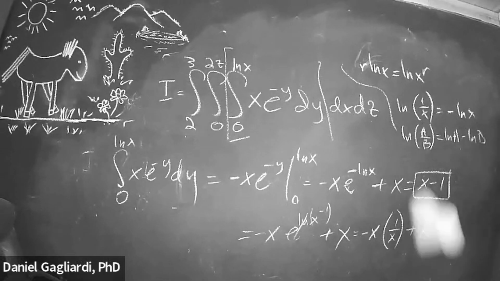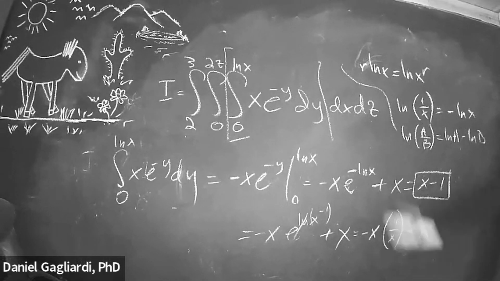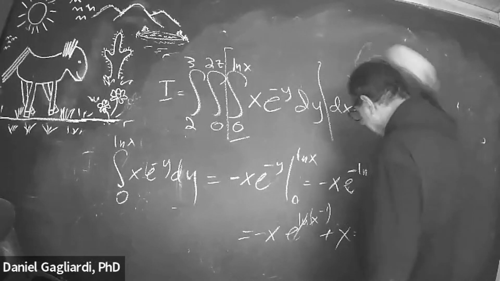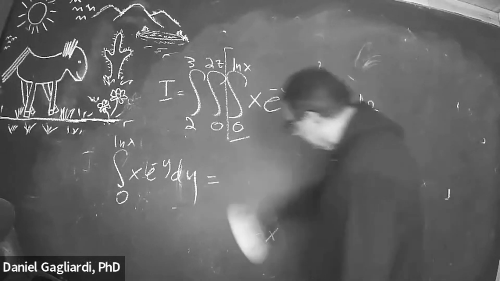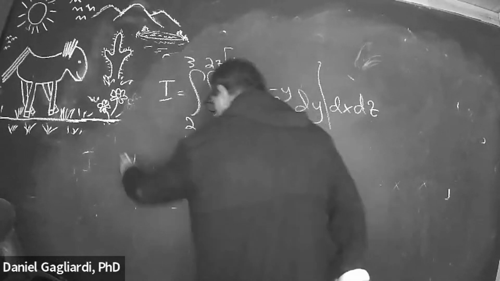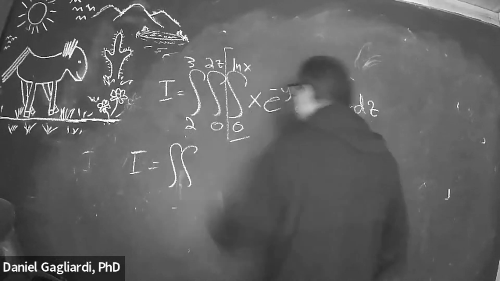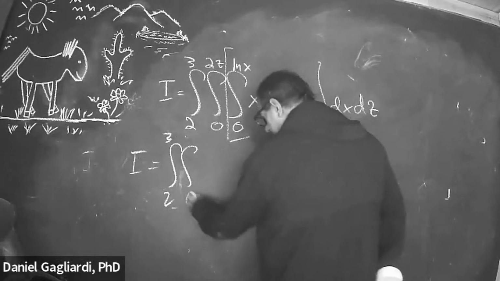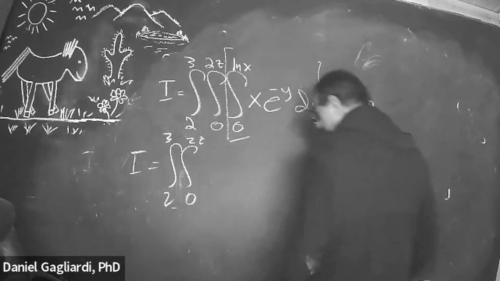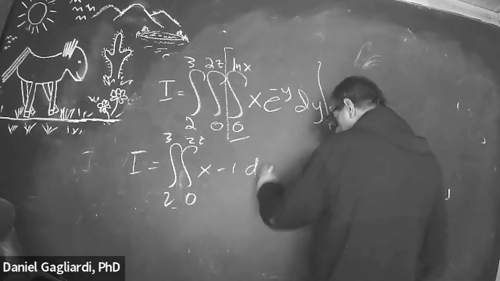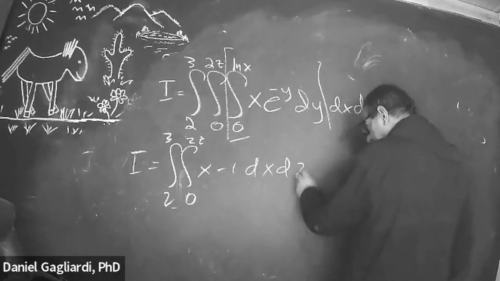All right. Okay, so let's take that answer and then go back to the integral. We'll erase all this stuff. Now the integral becomes a little bit less daunting, because now we have I equal to a double integral. Of course, that will be treated as an iterated integral also. The integrand inside is just x minus 1, and then we have dx, and finally dz.